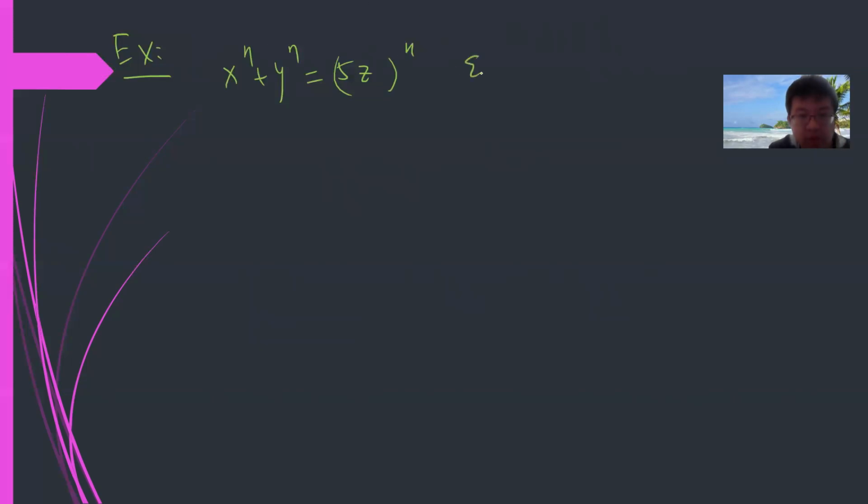Let's talk about more conjectures. This is also an exercise: suppose x to the n plus y to the n equals 5 z to the n, and they are all nonzero and positive. And suppose that for epsilon less than 1/3, the ABC conjecture holds.